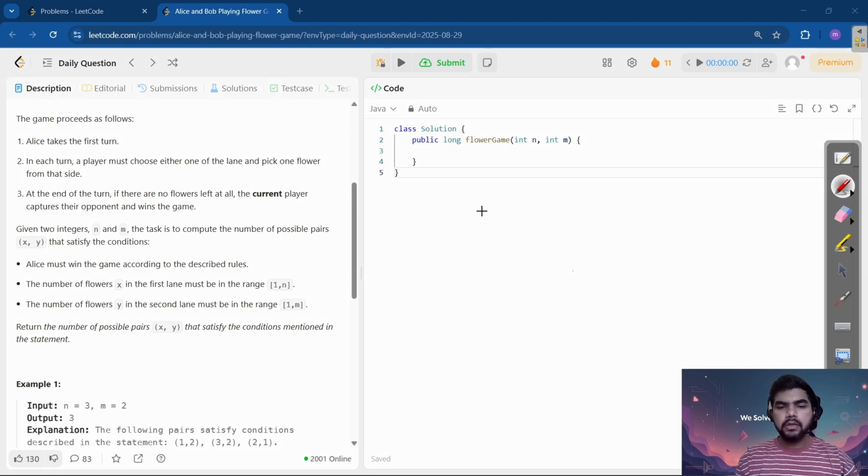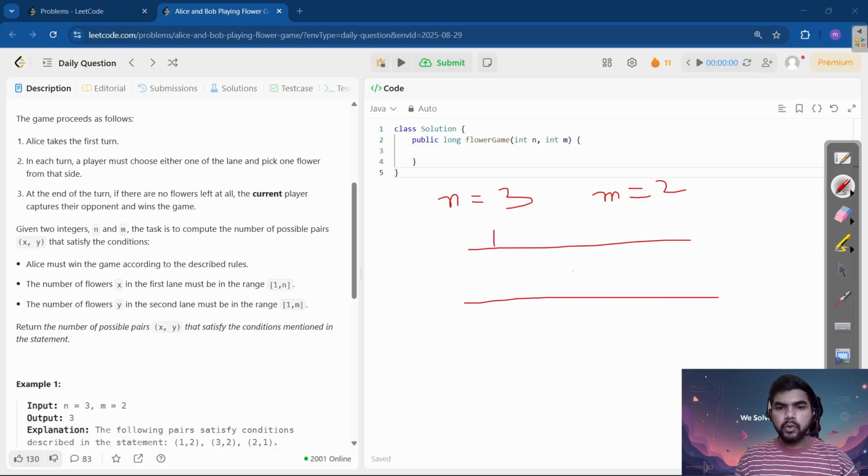Okay, I got it. So I'll tell you. Suppose n equals 3 and m equals 2. These are the numbers of flowers we can put in the first lane and the second lane, and we can make pairs of them. So this is the first lane and this is the second lane. First we can put one here and one here. Then we can put two here, and we can keep one here only. Then we can put three here, then we can put two here. Like that we can make the pairs here. Hope you got it, the pairs.